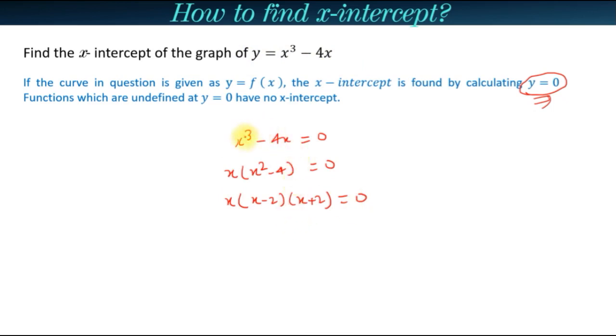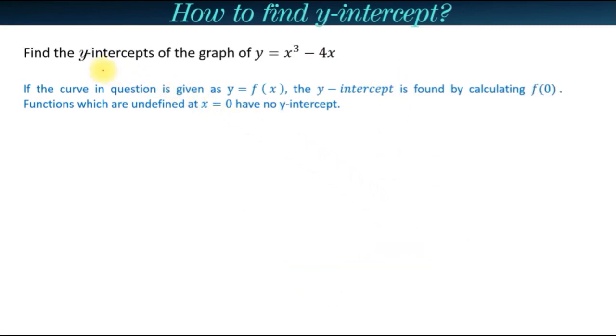We have factored x cubed minus 4x as x times (x minus 2) times (x plus 2) equal to 0, and we can easily find the values of x, which are negative 2, 0 and positive 2. We have found these values when y is equal to 0. So we can write the x-intercepts as (negative 2, 0), (0, 0) and (2, 0). So this graph will have 3 x-intercepts.